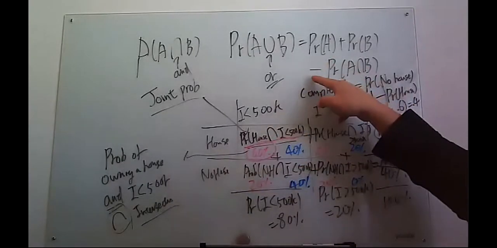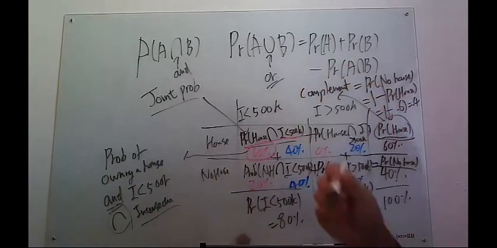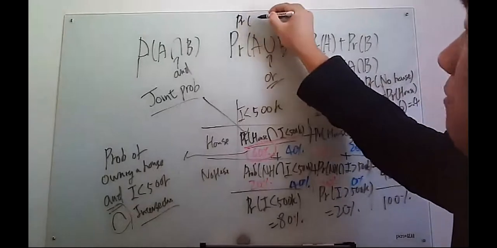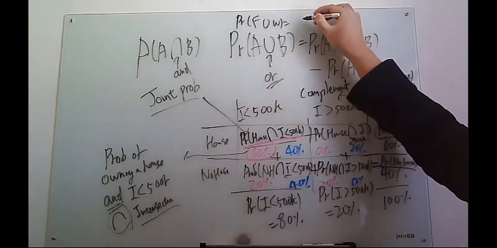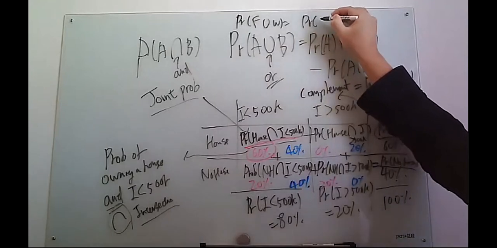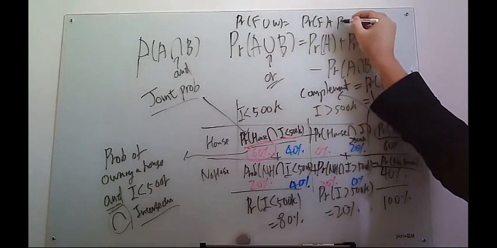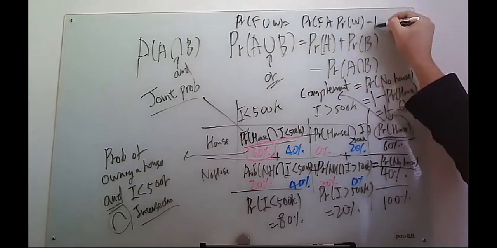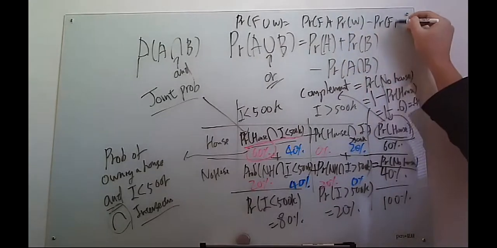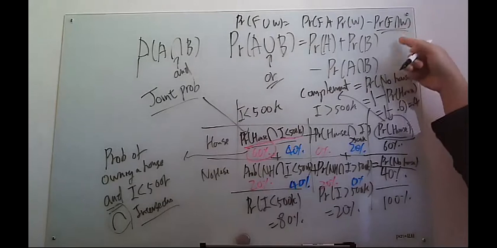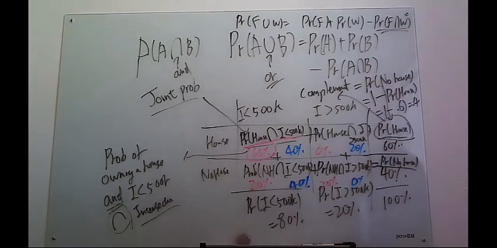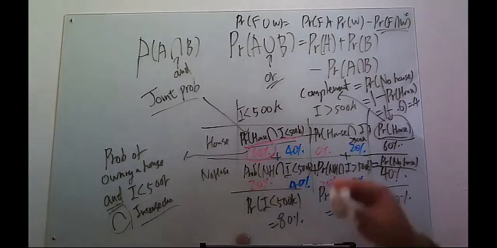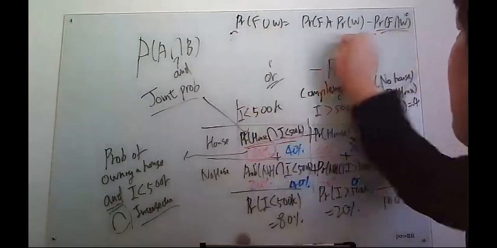So this formula came up. For example, the probability of female union W is probability of F plus probability of W minus probability of F intersection W. You need to subtract them. So in this example, what I'm doing is like that.